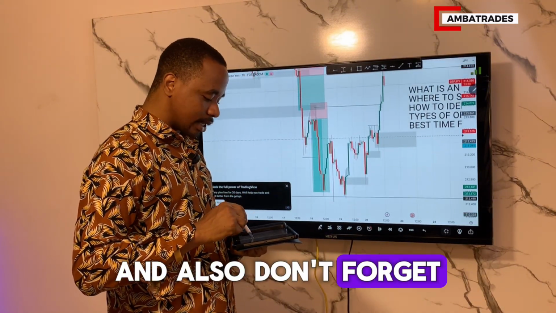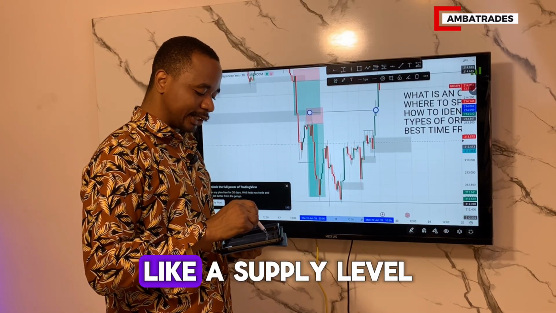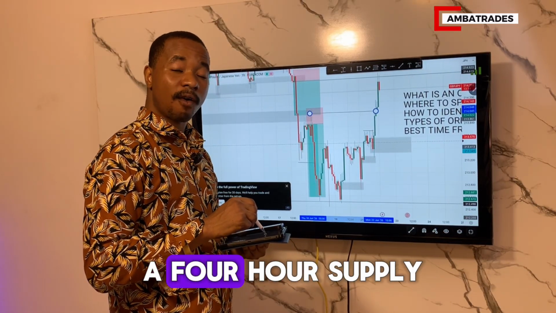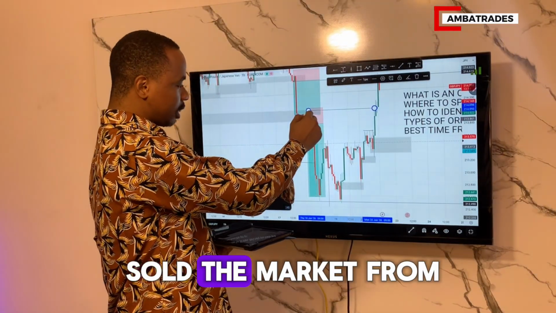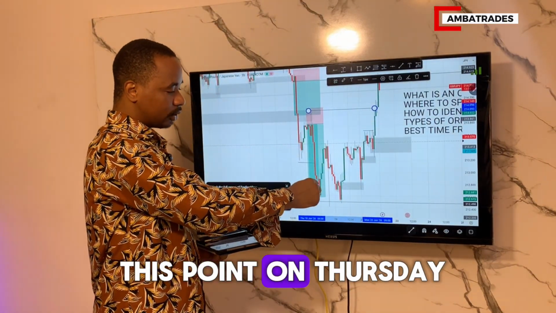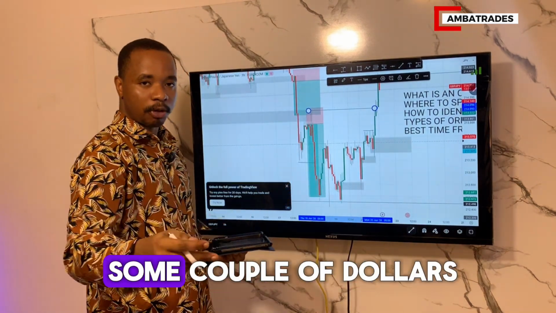And also, don't forget, there was also a resistance level, like a supply level, a 4-hour supply level at this particular point. You can see I sold the market from this point on Thursday. Yeah, this is where I sold and I made some couple of dollars.